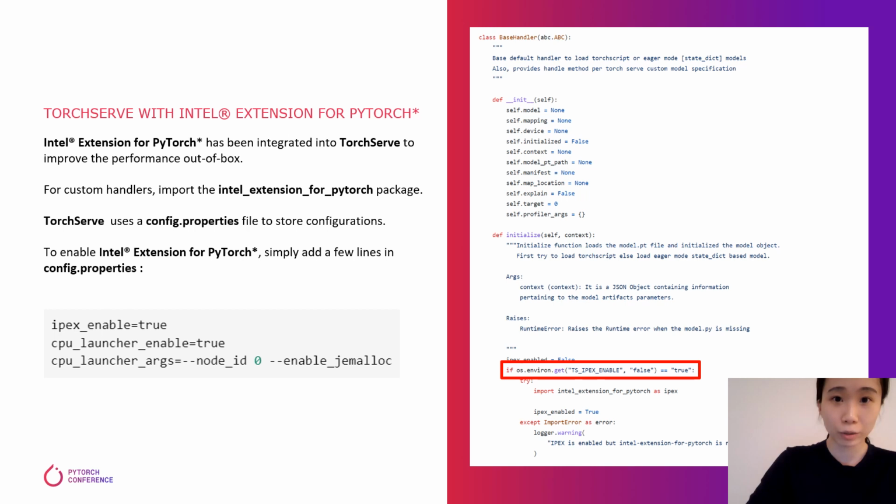Intel Extension for PyTorch has already been integrated into TorchServe to give out-of-box performance boosts with an ease-of-use API. Simply add a few lines in config.properties, which is a file that TorchServe uses to store configurations. Set ipex_enable to true to enable Intel Extension for PyTorch. Set cpu_launcher_enable to true to enable the launcher. The launcher automates setting the most optimal CPU configuration. Users can also specify launcher arguments in cpu_launcher_args. In this example, we specify node ID 0 to use the physical cores of the first NUMA node, applying the CPU tuning principles that we've discussed.